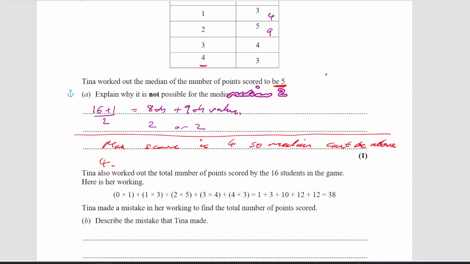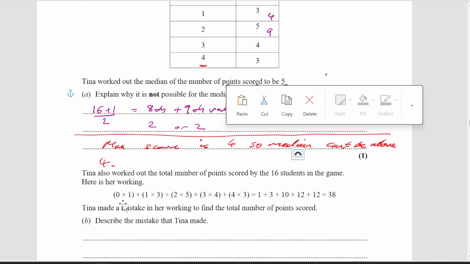Tina also works out the total number of points scored by the 16 players. Here is her working. 0 times 1 plus 1 times 4 plus 2 times 5 plus 3 times 4 plus 4 times 3 is equal to 1 plus 3 plus... Tina's made a mistake. Describe the mistake that Tina's made.